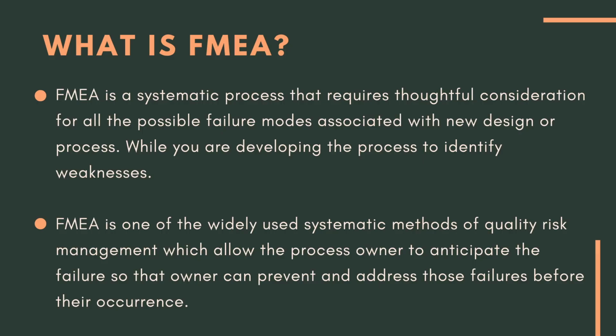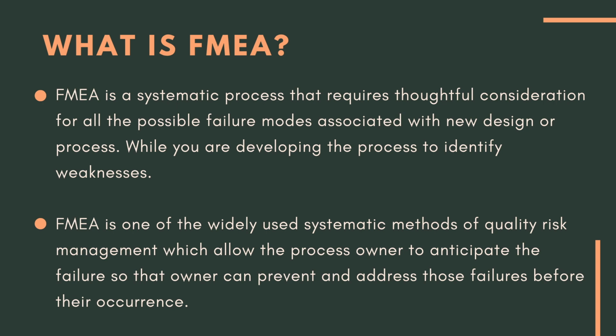FMEA is a systematic process that requires truthful consideration of all the possible failure modes associated with a new design or process, while you are developing the process, to identify weaknesses. FMEA is one of the widely used systematic methods of quality risk management, which allows the process owner to anticipate the failure so that the owner can prevent and address those failures before their occurrence.